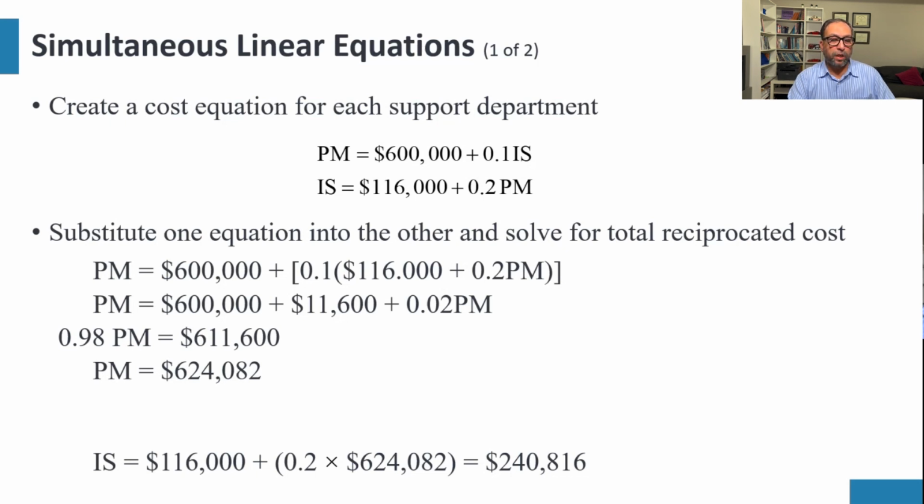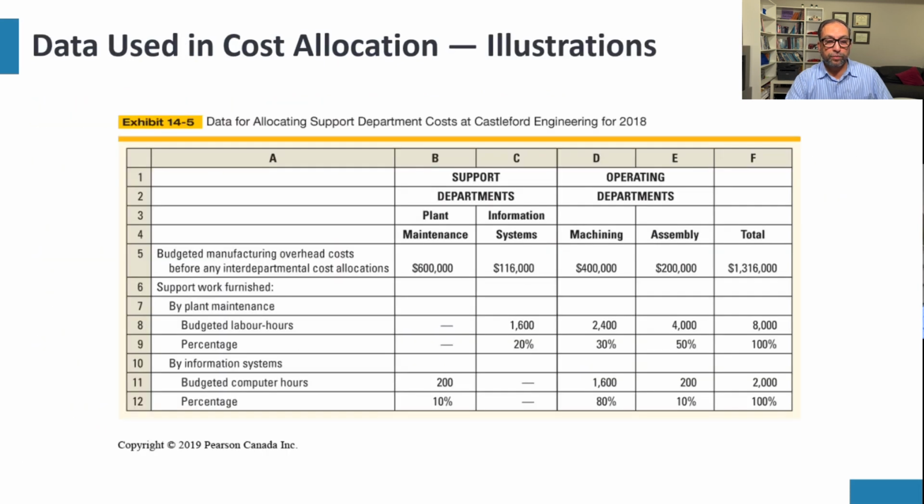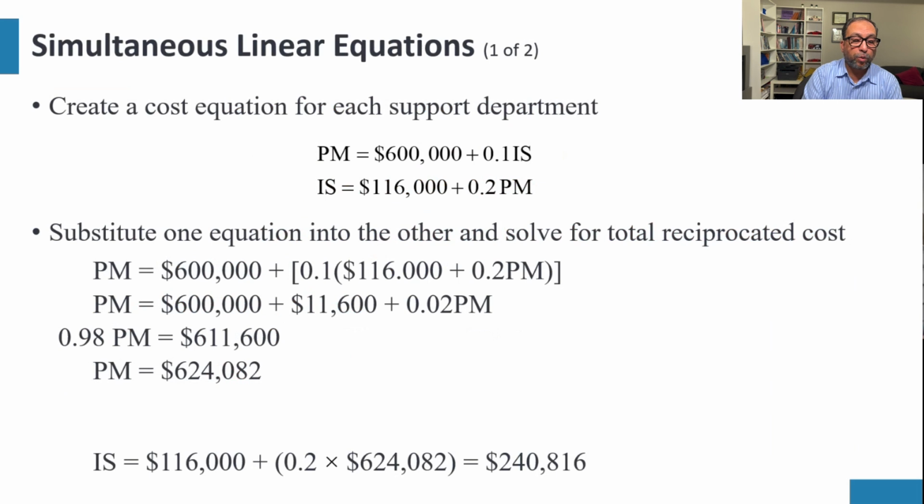What the equation is saying is that the plant maintenance department, which we represent here with PM, is 600,000. That's the total cost of this plant maintenance department, plus 10%, you see the information in the beginning, of the IT department cost. So this is what we are writing here in the equation: the total cost of the plant maintenance department is 600,000 plus 10% of IS, which is information systems.